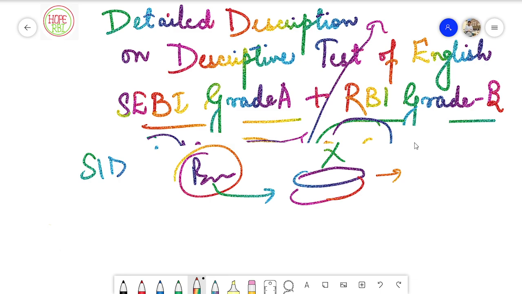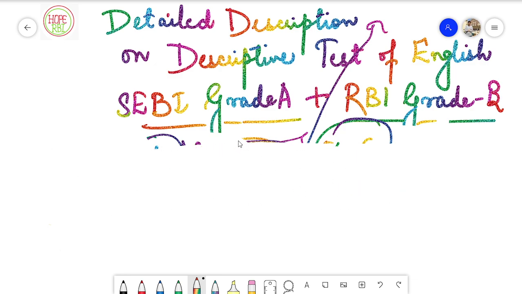And all of these things will be very beneficial for you guys, not only for the SEBI grade A, but if you are preparing for RBI grade B, you will definitely benefit from all these things that I've discussed here. So keep all of these things in mind, and you will be good to go.